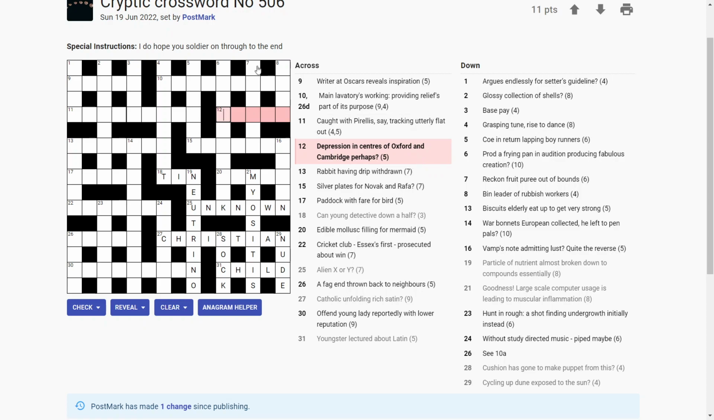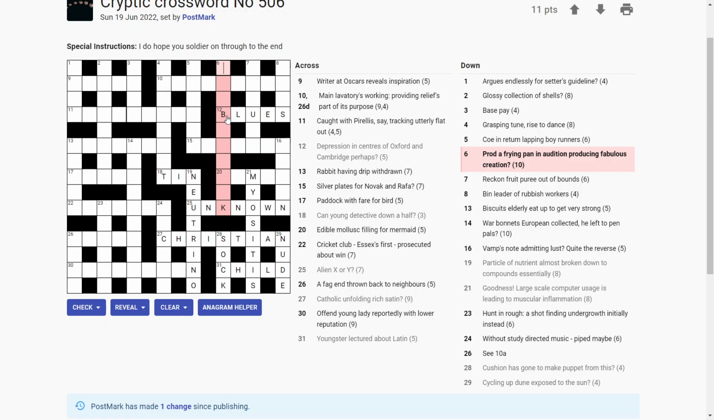Depression. Blues. Oxford and Cambridge are both blue. They're like in the boat race, they're blues, aren't they? Light blues and dark blues. Centres. I suppose that's referring to the universities as centres, perhaps.